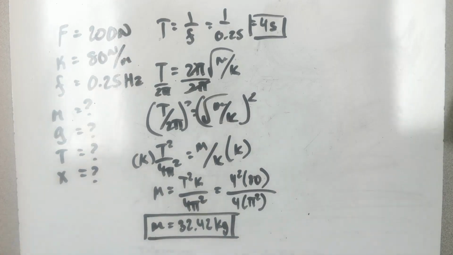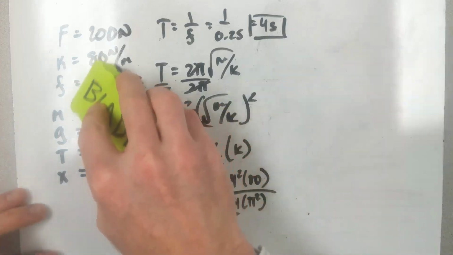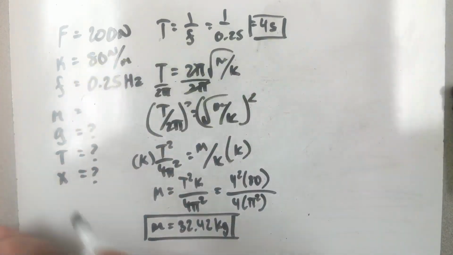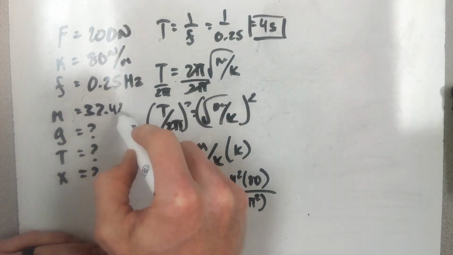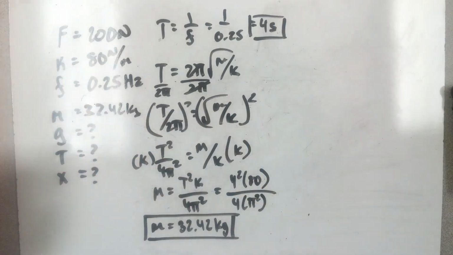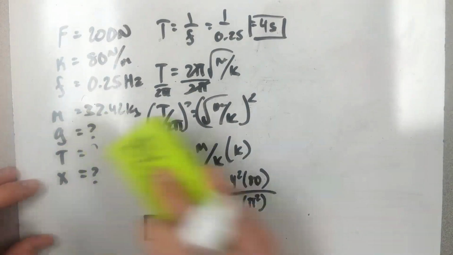Now that is way low for an astronaut. An adult human of any kind would be really pressed to be only about 70 pounds. But you know, I made these numbers up, so don't hassle me. So 32.42 kg.